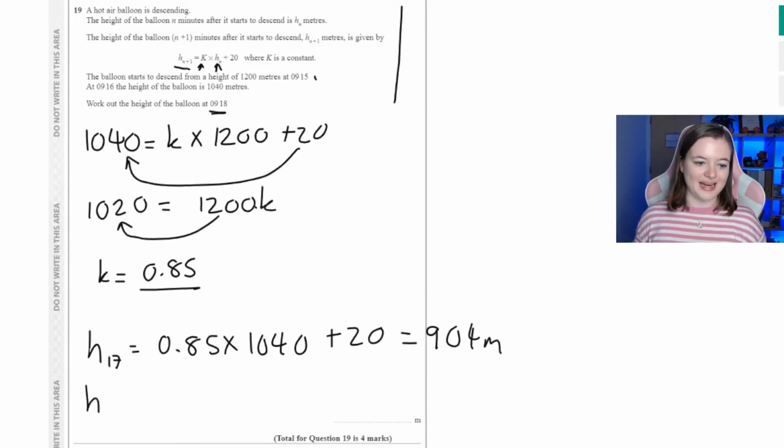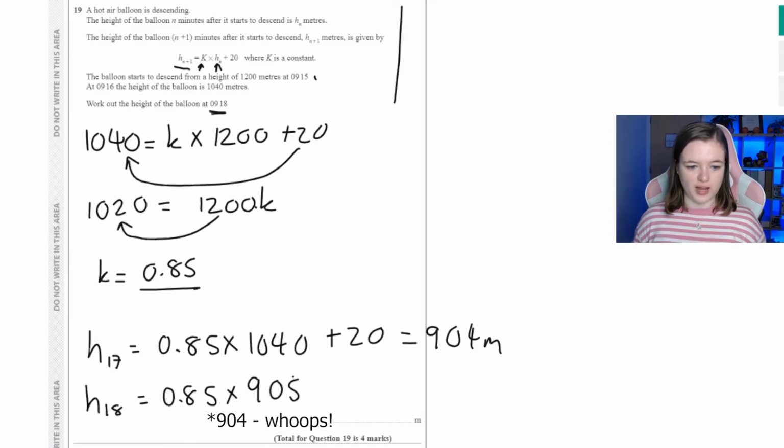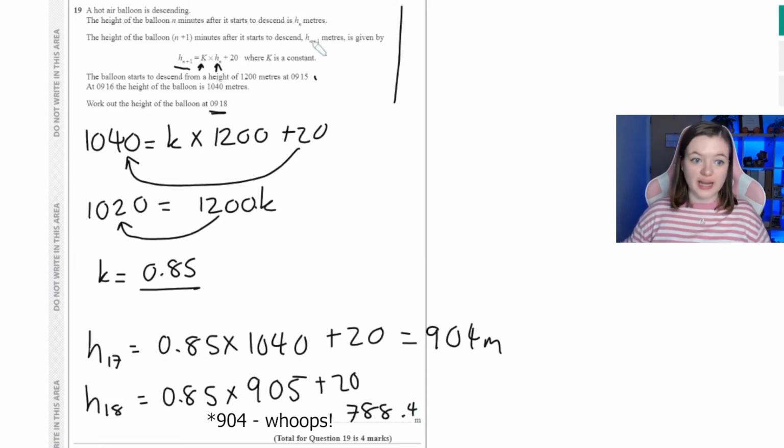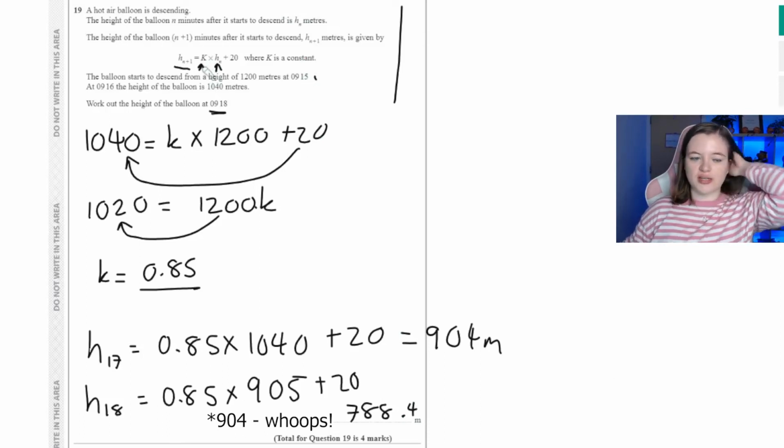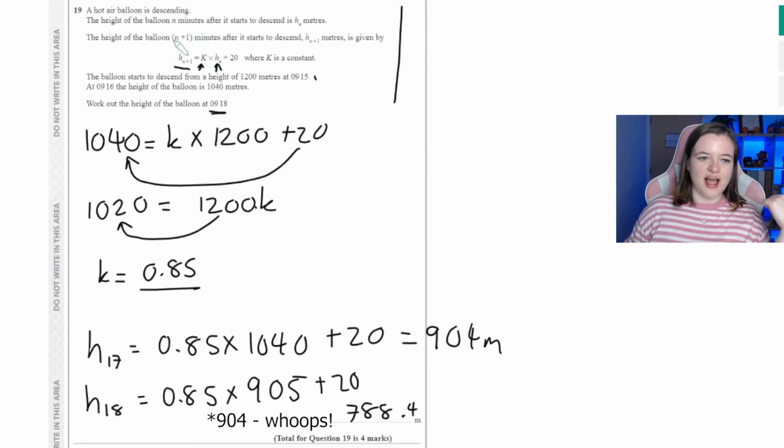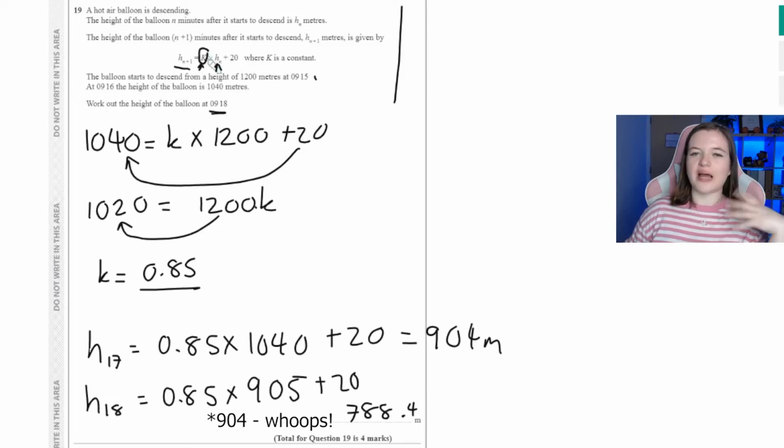And 0918, so the height when it's at 0918, is 0.85 times 904, so the height it was the last minute, plus 20, which is 788.4 meters. So it looks really complicated, but as long as you have a good look at this and actually think about what it is saying, all it's saying is that after every minute it's descending by this kind of amount, by whatever this k is.